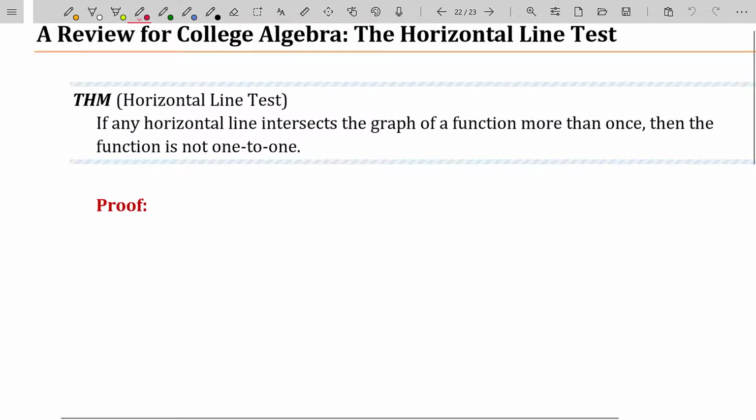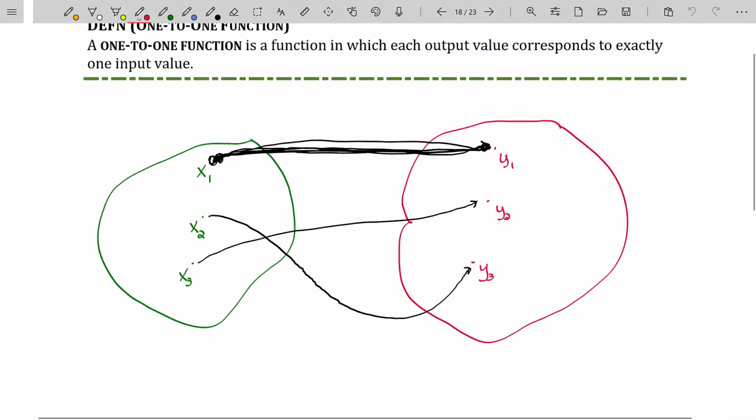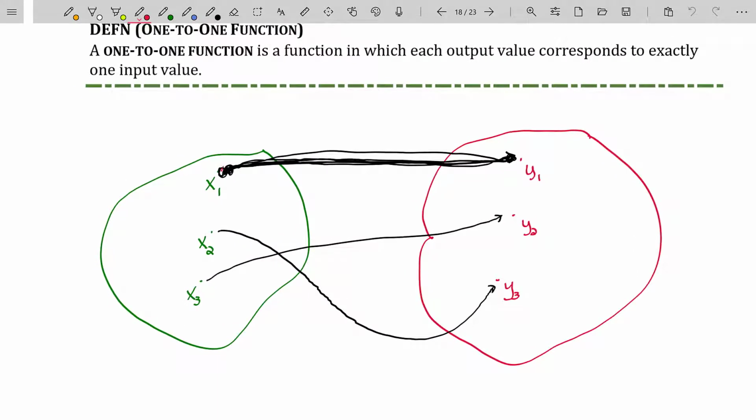Now I'll just read it out loud and then I'll talk about it. If any horizontal line intersects the graph of a function more than once, then the function is not one-to-one. Remember, a one-to-one function is a function where not only does each input lead to its own output, but each output leads back to only one input. It's a very specialized type of function.